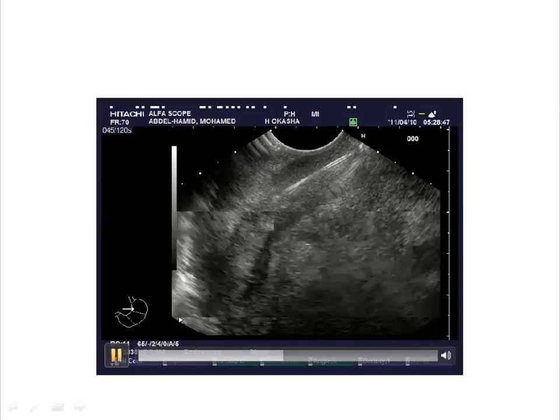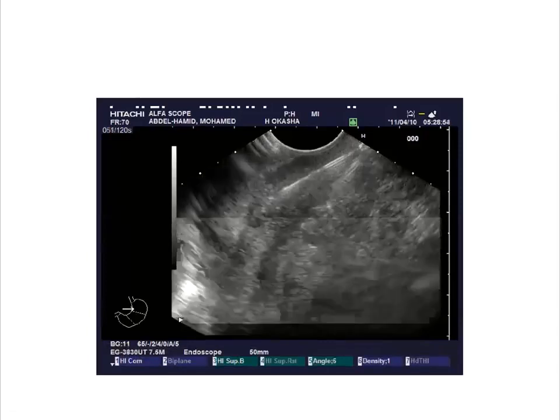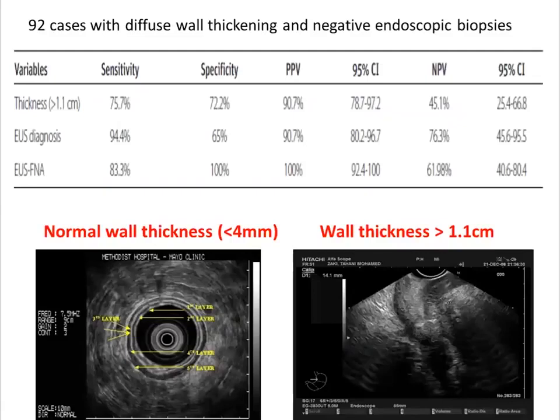So I think this is a very good and very valuable indication of EUS-FNA or tissue sampling. In Cairo University, we did a very nice study on 92 cases with diffuse wall thickening, but with negative endoscopic biopsies. The sensitivity of EUS-guided FNA in that case is 83%.